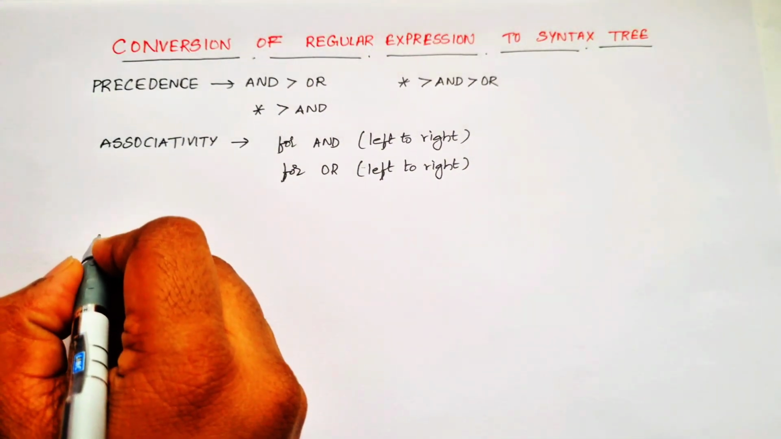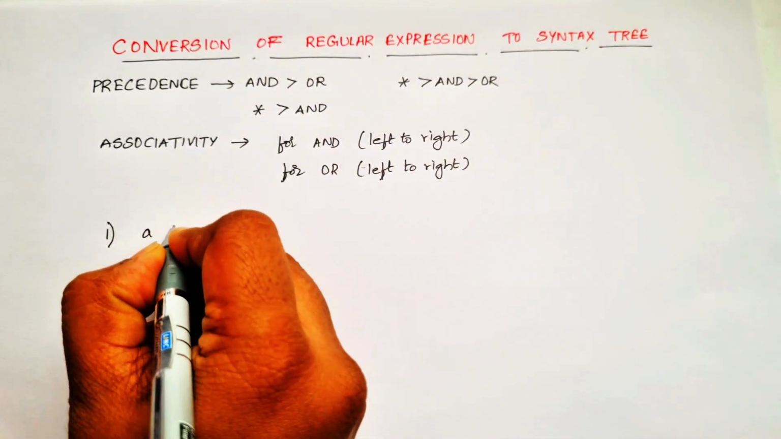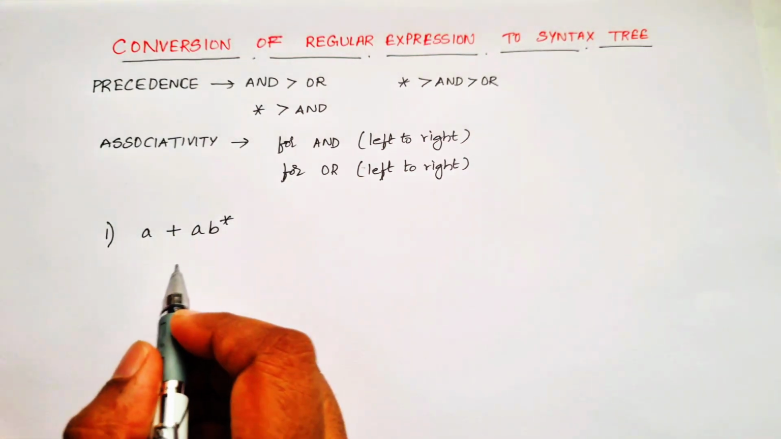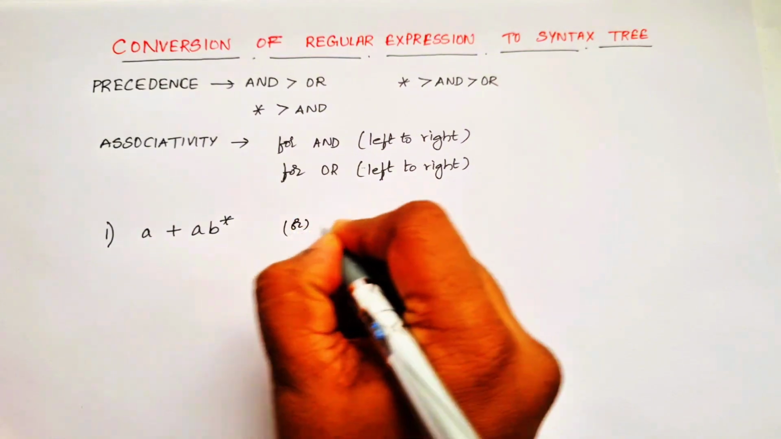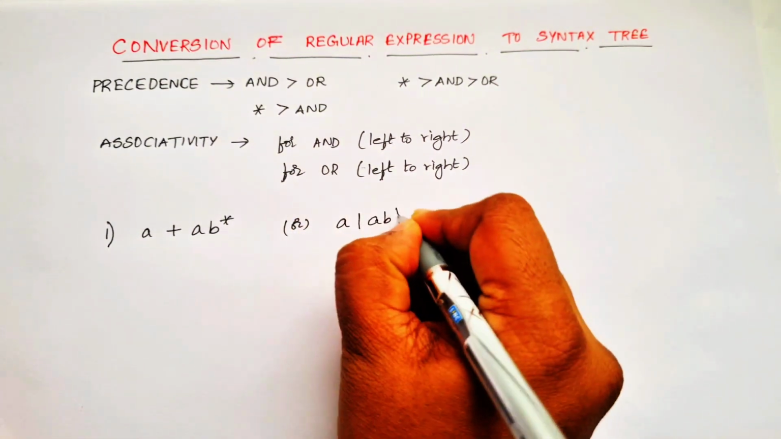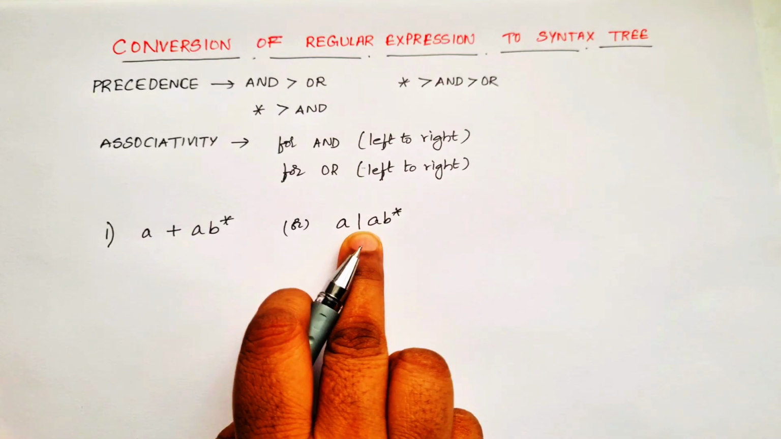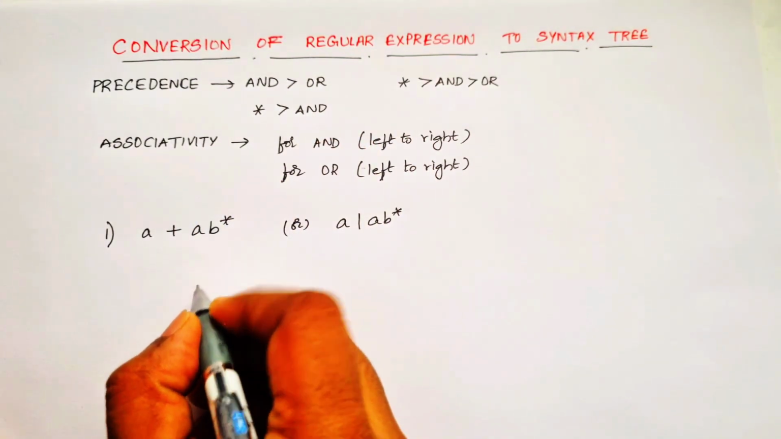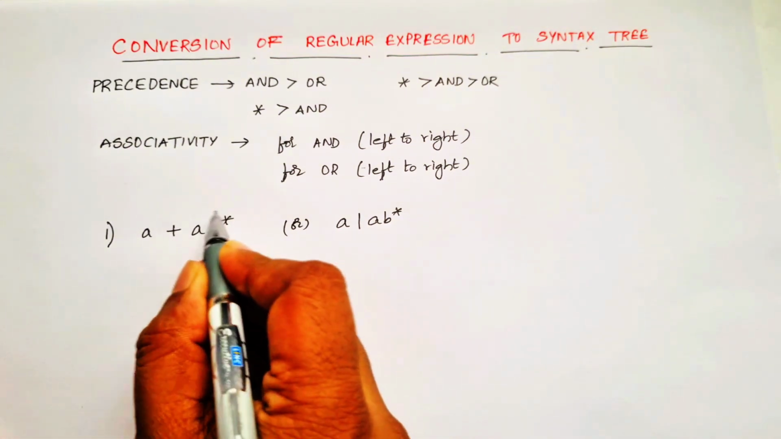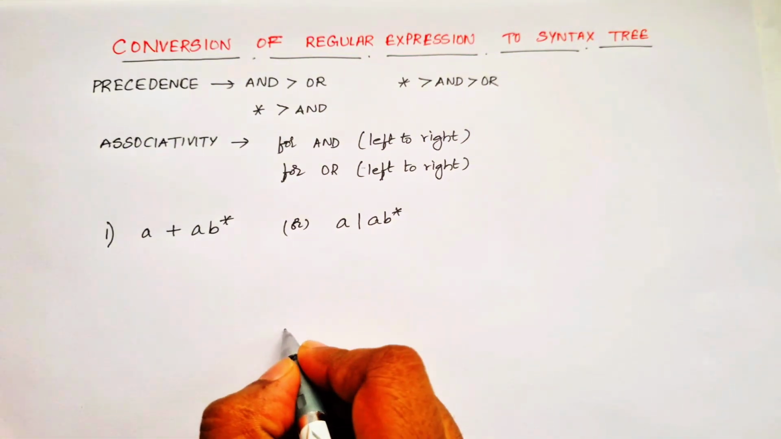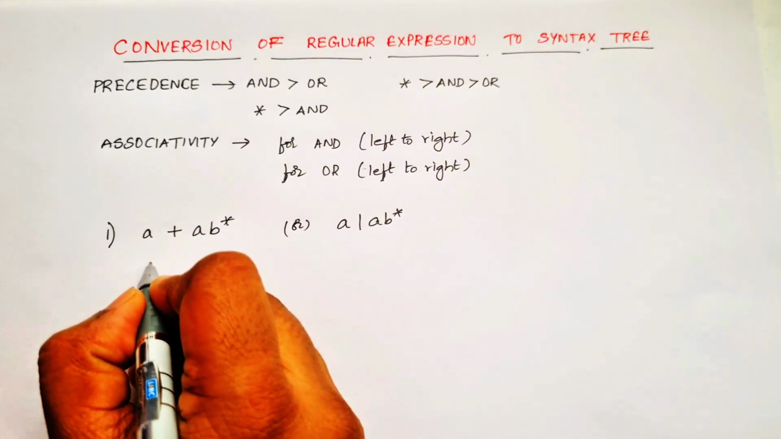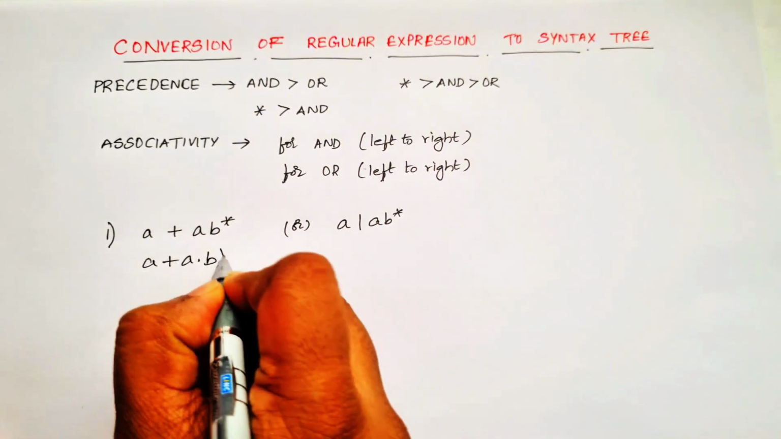Let us see some examples. First one, A plus AB star, or you can write A or AB star also. You can use plus or the OR symbol for OR operation. Let us do this. Here star has higher precedence. First we will draw for that one. We are applying star on B.